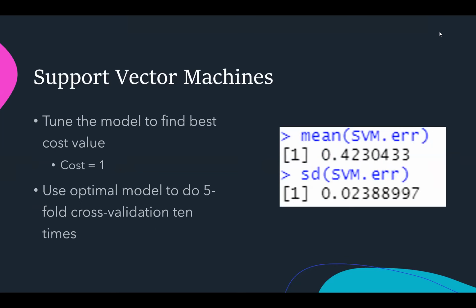And then I tried a support vector machine. For this one, I used the same cross-validation implementation, but I did tune the model to try and find the best parameter for cost. Using the tune function in R, it picked a cost of 1. And then I used that optimal model with that cost value to do the same 5-fold cross-validation 10 times. And surprisingly, it did significantly worse here, with a mean of 0.42 and a standard deviation of 0.02.